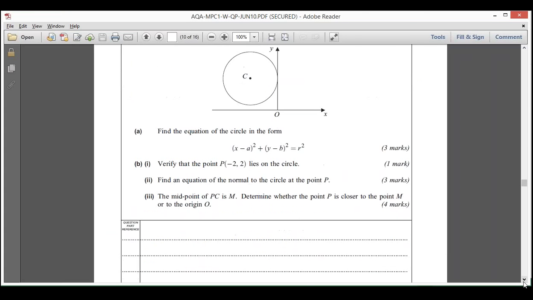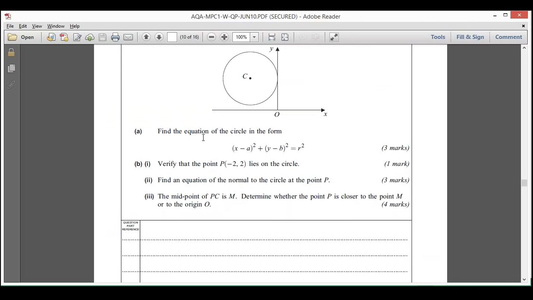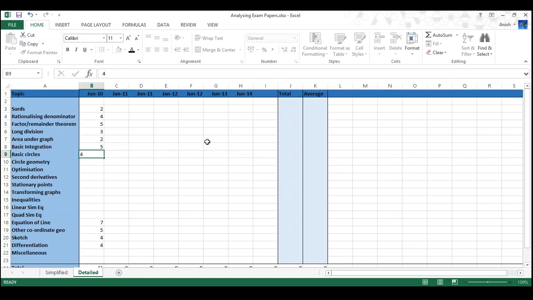So we've got circles. I think I made 2 sections: basic circles and circle geometry. Basic circles is things like finding the center and finding the radius. So that would be find the equation, and probably include that as well. Then verify that it lies on the circle. So 4 marks on basic circles.